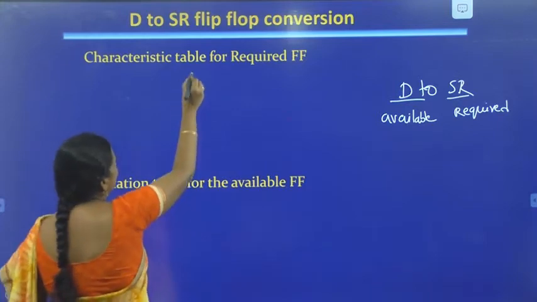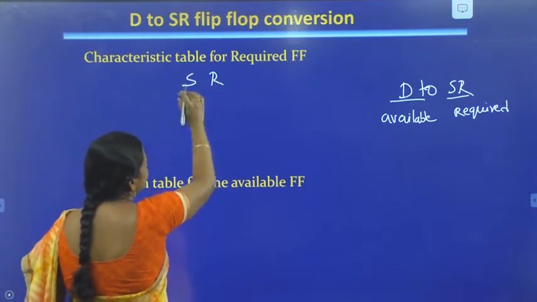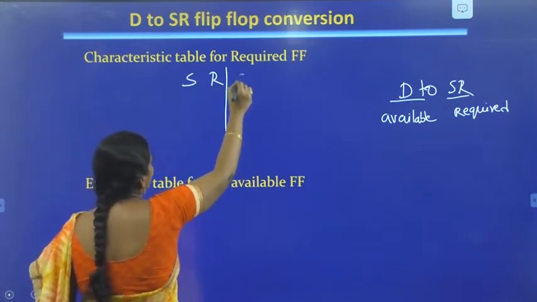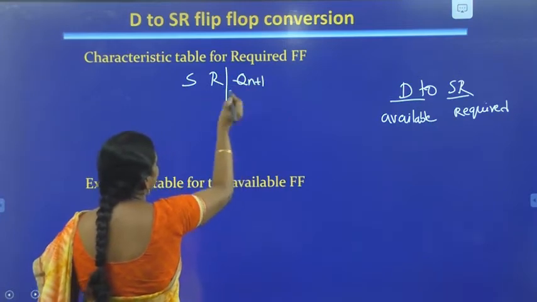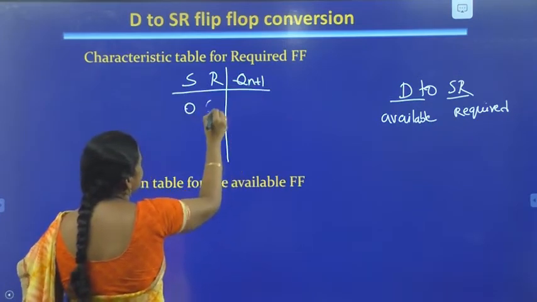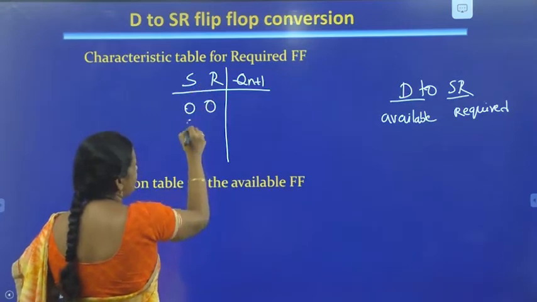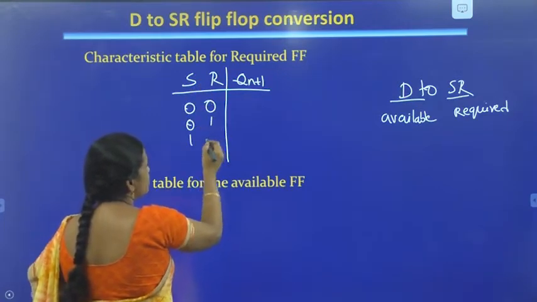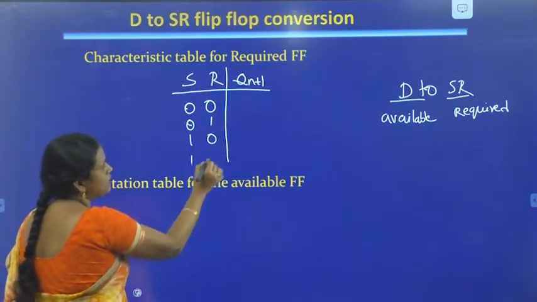The characteristic table starts with the flip-flop inputs, and then after that we will write the Qn plus 1. So you can take it like this. For SR we will write 4 combinations: 0 0, 0 1, 1 0 and then 1 1.